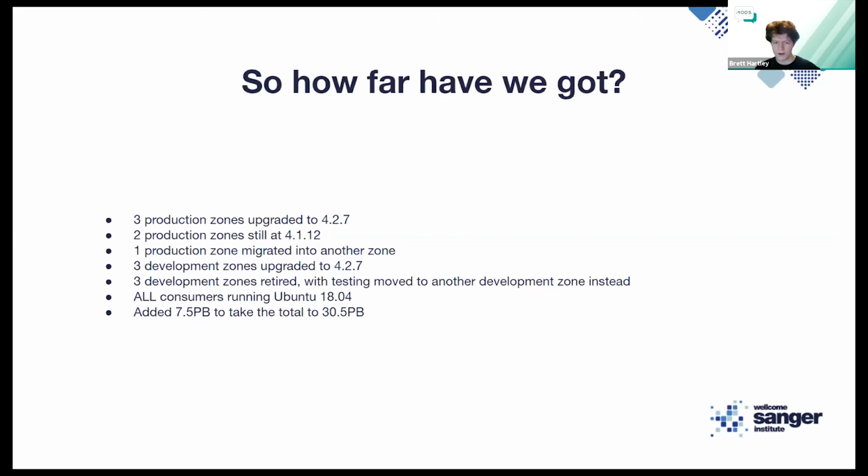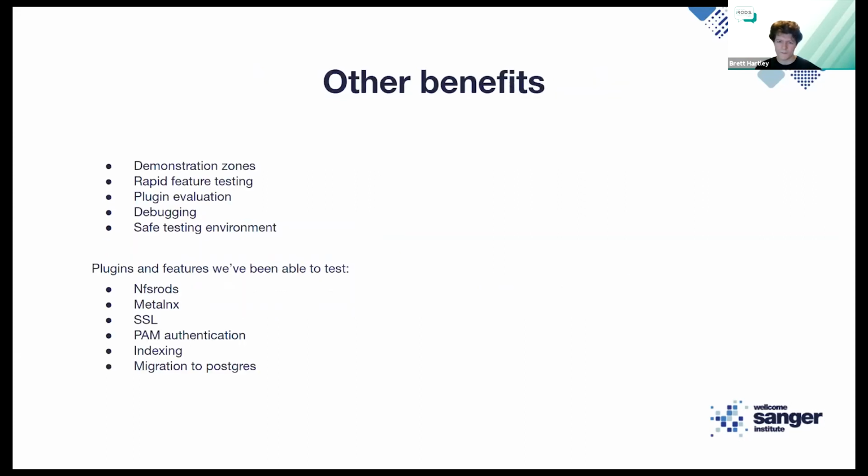We've also upgraded or side graded every consumer onto Ubuntu 18.04 and have plans to replace every provider with new Ubuntu 18.04 machines. As everyone knows, however, just because there's an upgrade in the works doesn't mean anything else stops. We've added 7.5 petabytes to our zones this year and recently passed 30 petabytes in production zones.